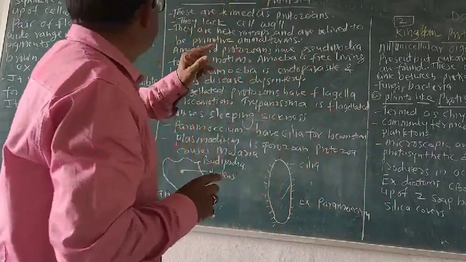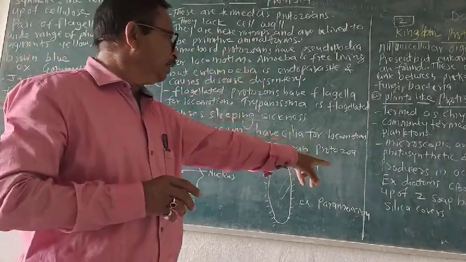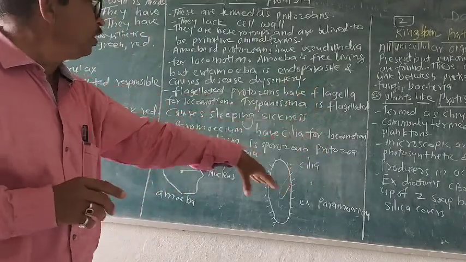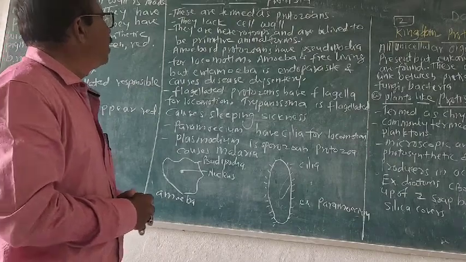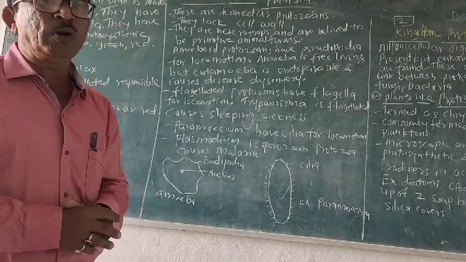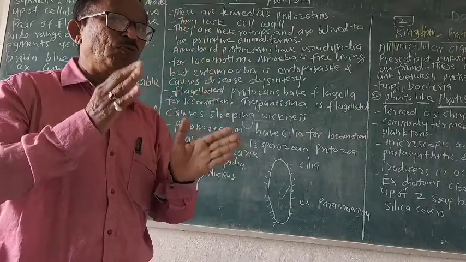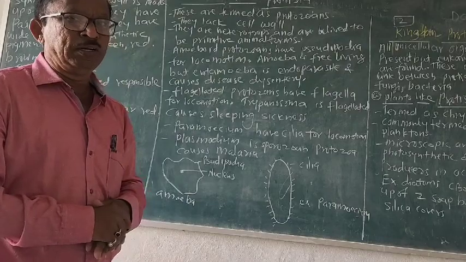Now the other type is the animal-like Protista. The diatoms were plant-like Protista. Now we get the animal-like Protista. What are they called? They are called protozoans. They are the first form of protozoans. They lack the cell wall.